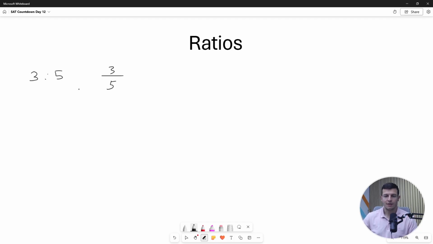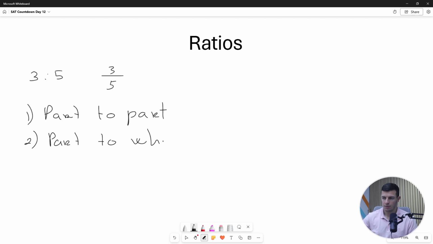Now, the key SAT trick here is understanding and knowing whether the test is asking for a part to part ratio, or a part to whole ratio. Once you understand that, these problems become pretty easy to solve, right? Now, what do I mean by part to part?